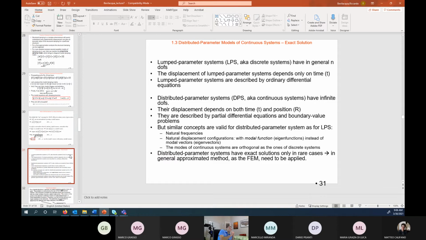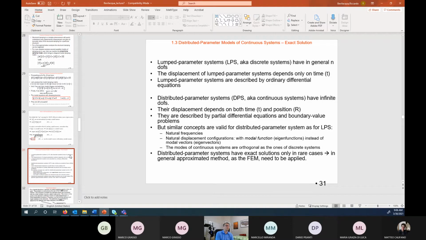So now let's go to continuum, because we talked about 2 degrees of freedom. We talked about any number of degrees of freedom, at a very high level, and we talked about adding the damping. But what happens to continuum systems? Well, the difference is that with lumped parameter systems, or LPS, discrete systems, you have a certain number of degrees of freedom. The displacement depends only on time. You have ordinary differential equations. So you can do what we've done so far.